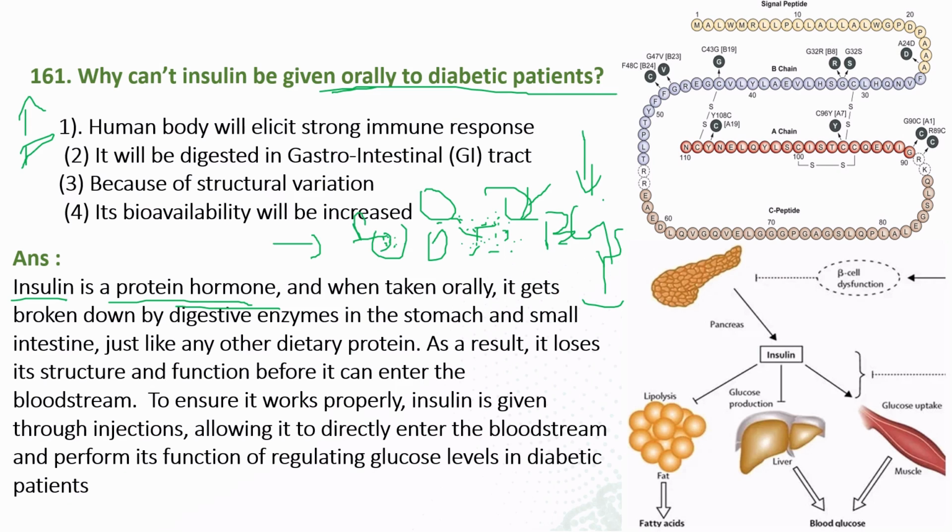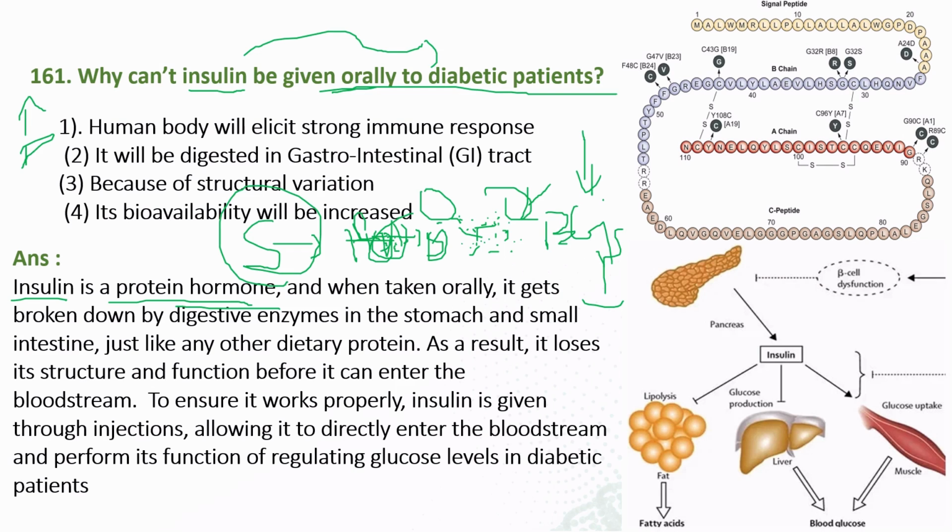It is a protein, no? So what will it do? It will break down the linkages between the peptide chains and convert them into amino acids. So when it enters the intestine, it is broken down into small peptides, and it cannot play its major role in controlling the sugar of the patient. That's why doctors will not give insulin orally to diabetic patients.